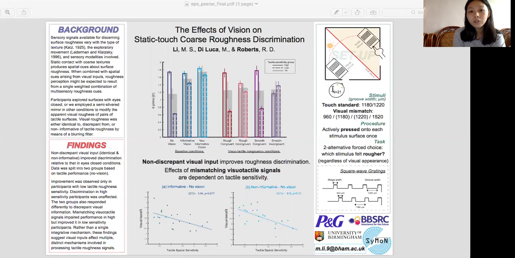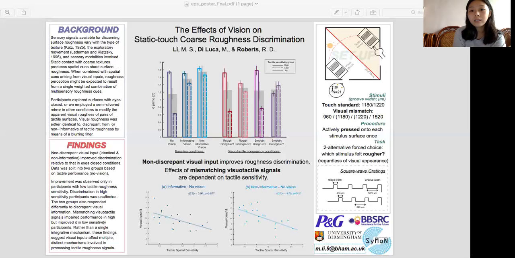Similar analysis of the congruency data shows opposing effects for the low and high sensitivity participants. Incongruent pairings impaired discrimination in the high tactile sensitivity group, but improved the performance of the low tactile sensitivity participants. Our data suggest that responses to visual information in tactile roughness discrimination depend on tactile sensitivity.